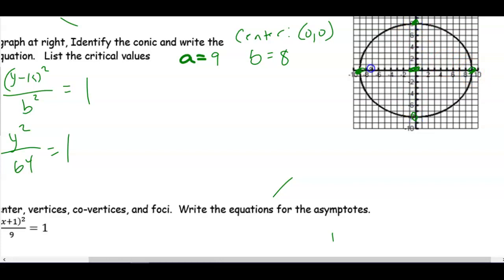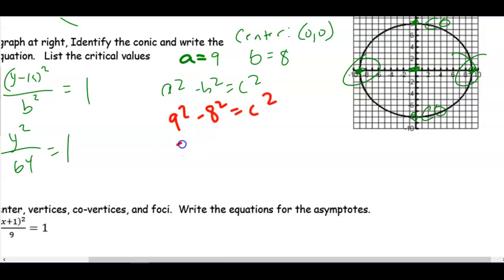All right, these are your vertices. These are your co-vertices. Right here, center. And then if you want to find a focus, remember you do a squared minus b squared equals c squared for an ellipse. So 9 squared minus 8 squared equals c squared, so that's 81 minus 64, so 17 equals c squared. All right, and then you square root both sides, and get c equals square root of 17.